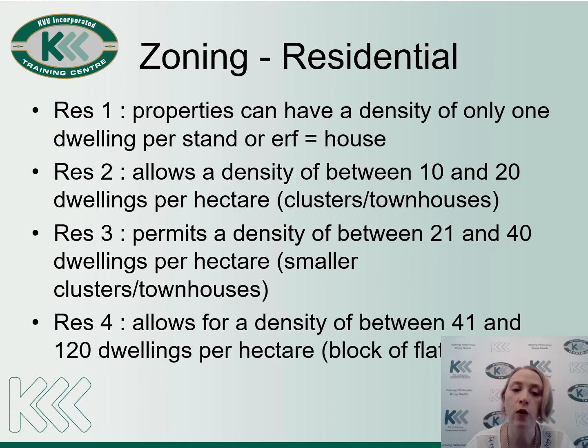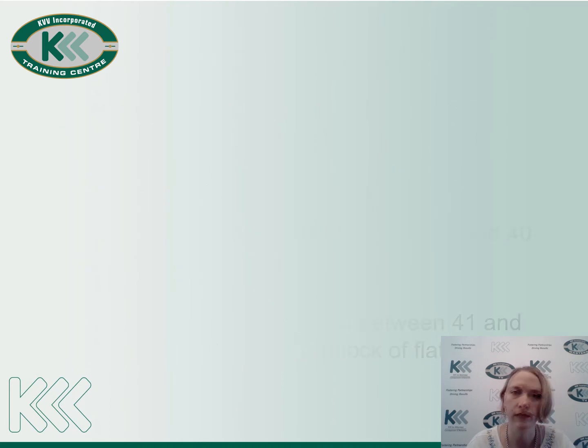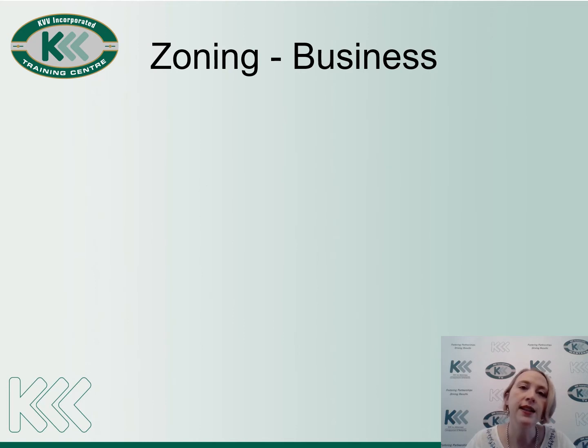And Residential 4 allows for a density of between 41 and 120 dwellings per hectare, which is usually your block of flats. The second type of zoning we'll look at is that of business. In other words, the use of the property has been approved for business purposes.